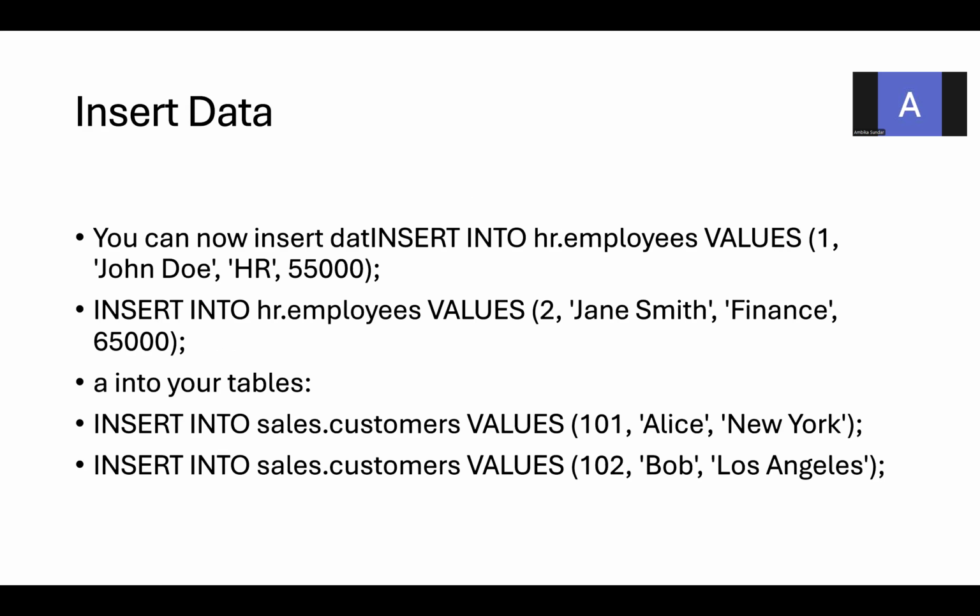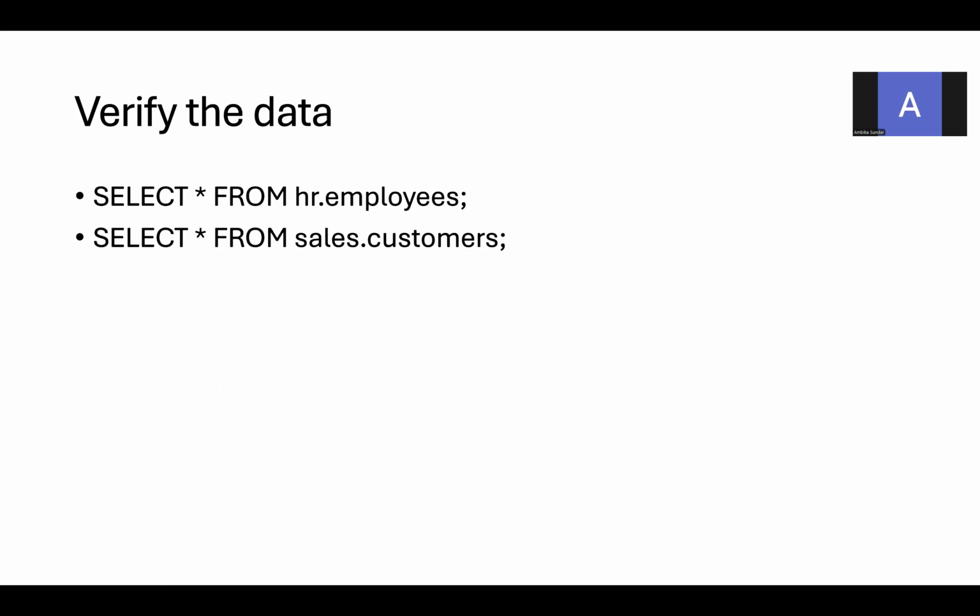So this is the way we insert the data into the table. Once you have inserted this data, when you look into the Snowflake data warehouse, these tables will have the records. The employee table will have 2 records and the sales table will have 2 records. So now verify the data. Select star from hr.employees, select star from sales.customers.